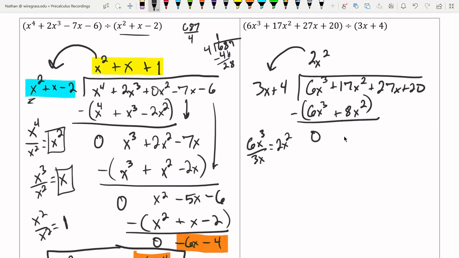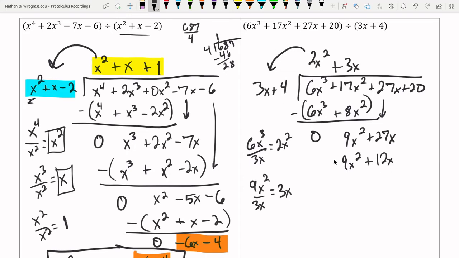17 minus 8 is 9x squared. Bring down the next term and continue. 9x squared divided by 3x equals 3x. Multiply 3x through here. 3x times 3x is 9x squared. 3x times 4 is 12x. We get 0 from the first column. 27 minus 12 is 25x. Bring down the next term and continue.